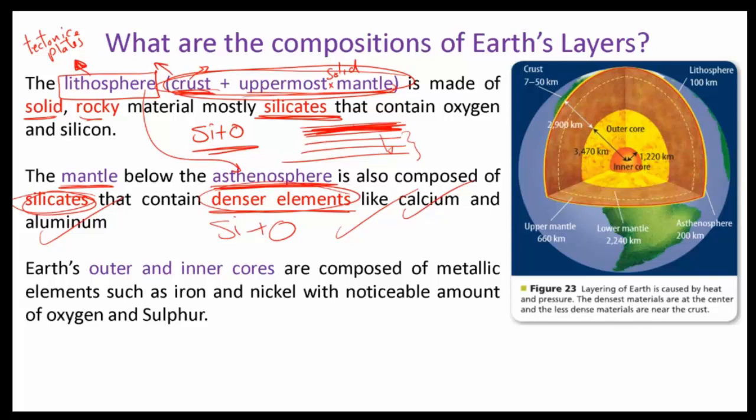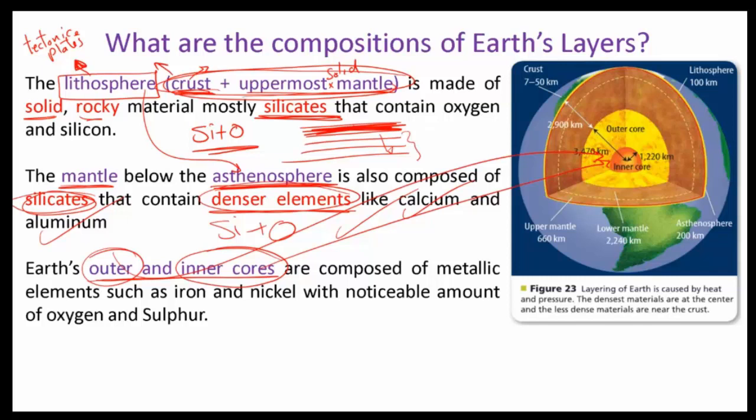When we go deeper, we will find the core of the Earth. The core starts with a liquid part, which we call the outer core. Then they discovered later that there is another part in the core, the inner core, which is a solid part. At the beginning, we thought all of the core is liquid. But now we know that it has two parts: the outer part, which is liquid, and the inner part, which is solid.